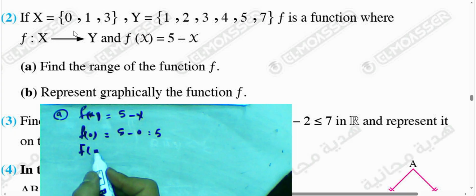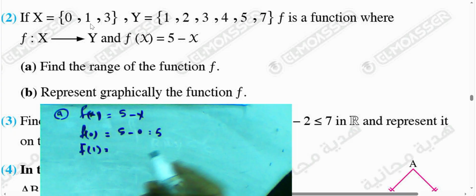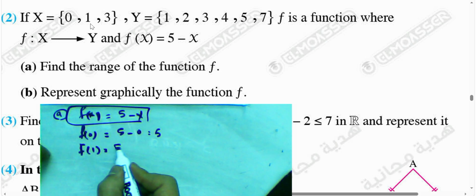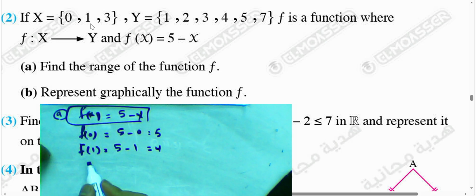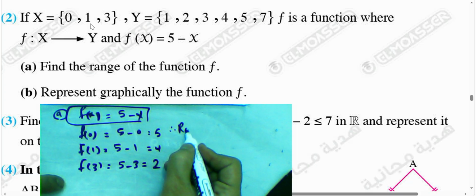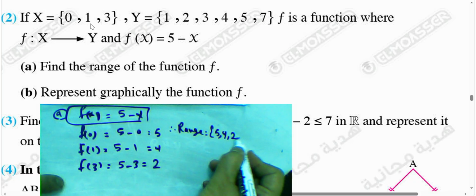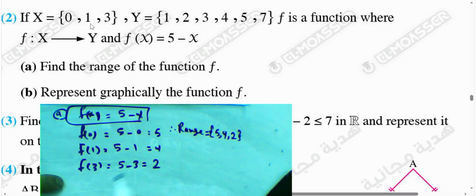And f of what? f of 1. Look here, we have 1. This function, 5 minus 1 is 4, and f of 3 equals 5 minus 3 equals 2. Then the range will be 5, 4 and 2.